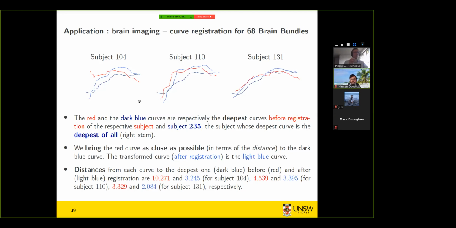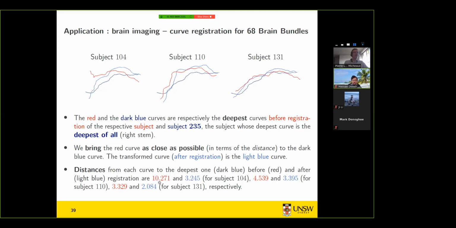Then when we have this deepest of all, we try to move the deepest fiber of every subject closer to this deepest of all fiber. Okay, so we do that by using a least squares approach, where we try all the possible rotations and translations to bring these deepest fibers closer. So the red curve here, for example, is the deepest fiber of subject 104, and we try to put this red curve as close as possible to the dark blue, and the result that we obtain is this one, the light blue. And we do that for every subject.